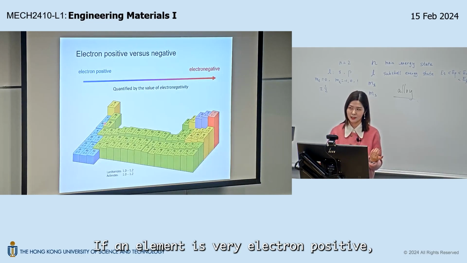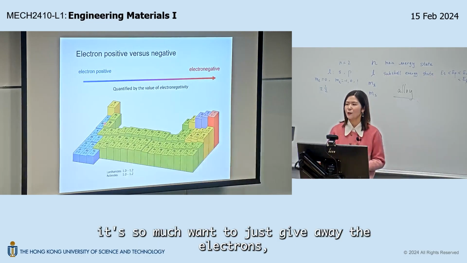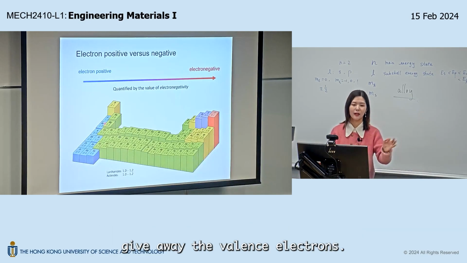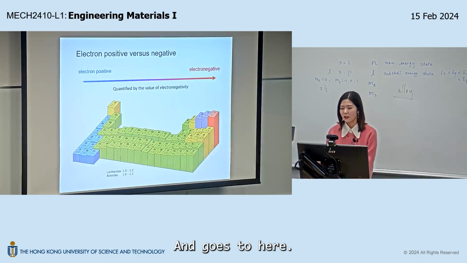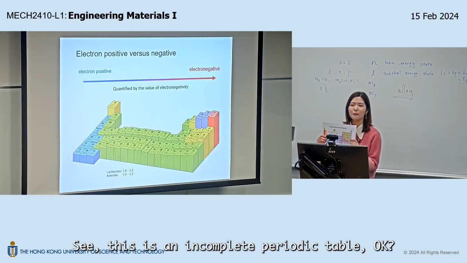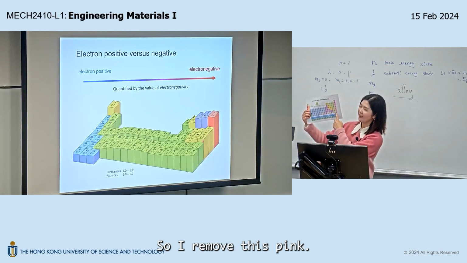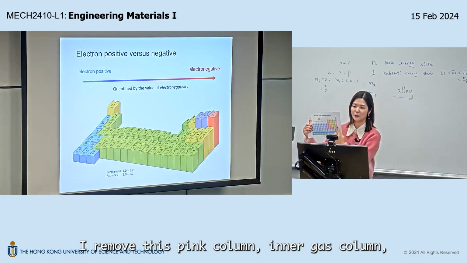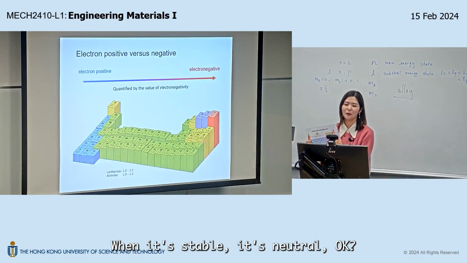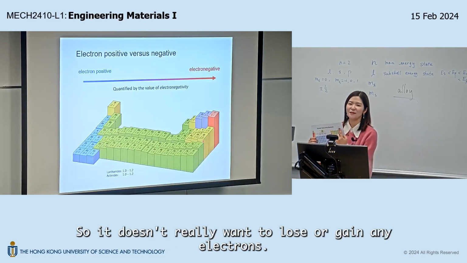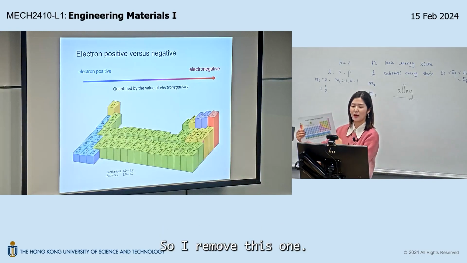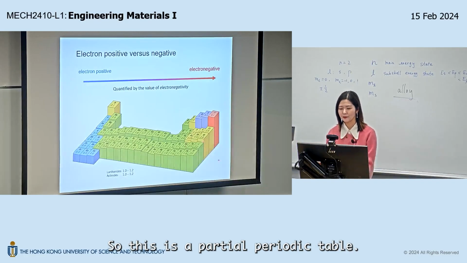If an element is very electron positive, it so much wants to just give away the electrons, right? Give away the valency electrons, okay? And goes to here. See, this is an incomplete periodic table, okay? So I remove this pink column, inert gas column, because it's stable. When it's stable, it's neutral, okay? So it doesn't really want to lose or gain any electrons, so I remove this one. So this is a partial periodic table.